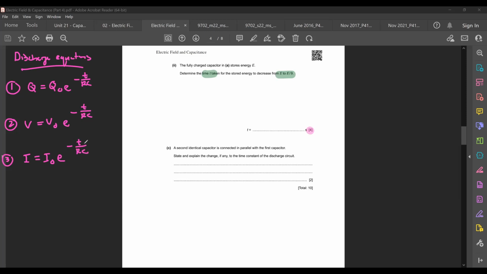Now, because this one is talking about the time taken for your energy to decrease from this to this, could I also say E equals E naught exponential negative t over RC? This one you cannot say so. You cannot just simply assume that your energy follows an exponential decay curve also. This one is not true. Your energy isn't decreasing like that. It's only true for your charge, your PD, as well as your current.